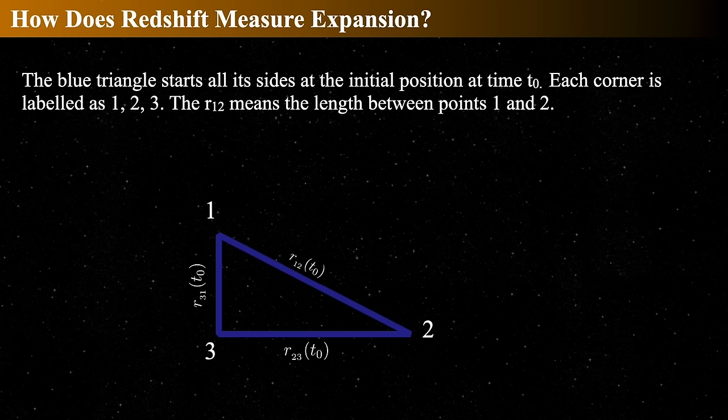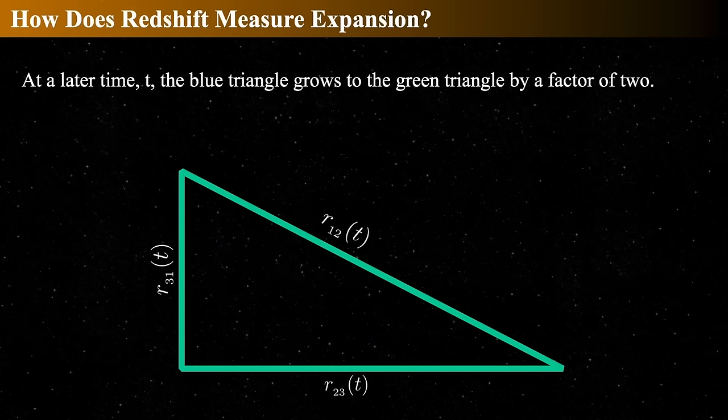I've labeled each side and each vertex of the triangle. My hope was to make it look like we're going around the triangle. R12 at t naught means the length of the side of the triangle between vertex 1 and vertex 2. The t naught means the starting time. We use parentheses on each because that length is a function of time, and we're marking the starting point.